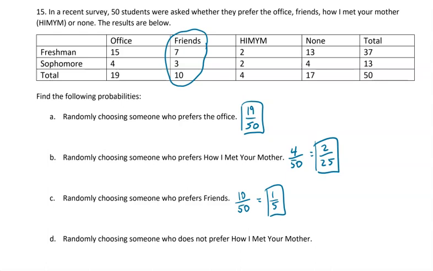And randomly choosing someone who does not prefer How I Met Your Mother. So again, 2 things you could do. Either we could add up all of these other categories other than How I Met Your Mother and put that over 50. Or, since we already know that there was 4 people who prefer How I Met Your Mother, then we can just subtract that from 50. We know that the other 46 must not have. So 46 out of 50, which we can reduce. So that's 23 out of 25.